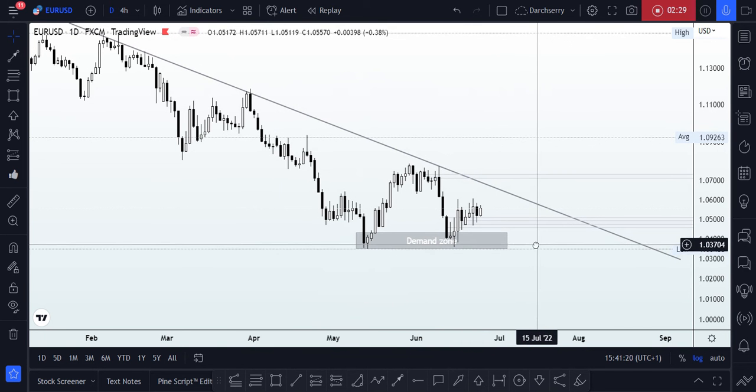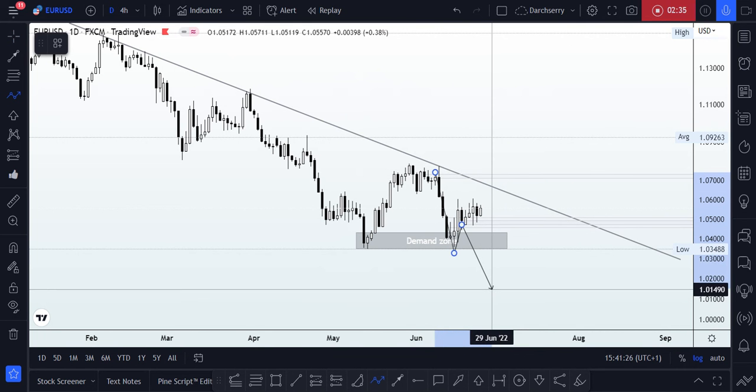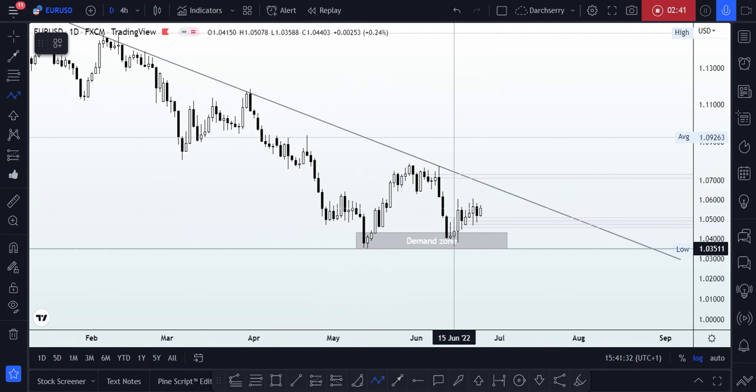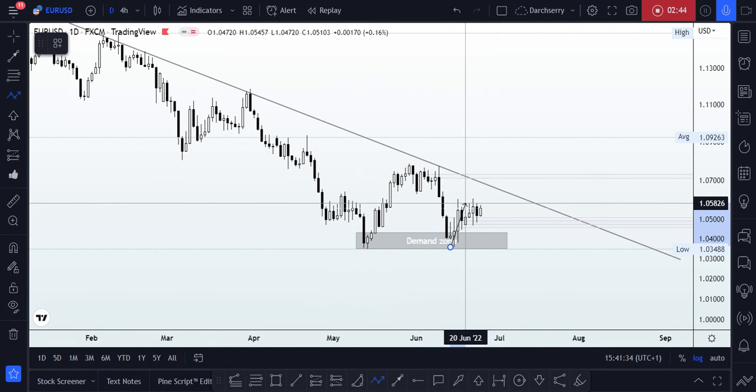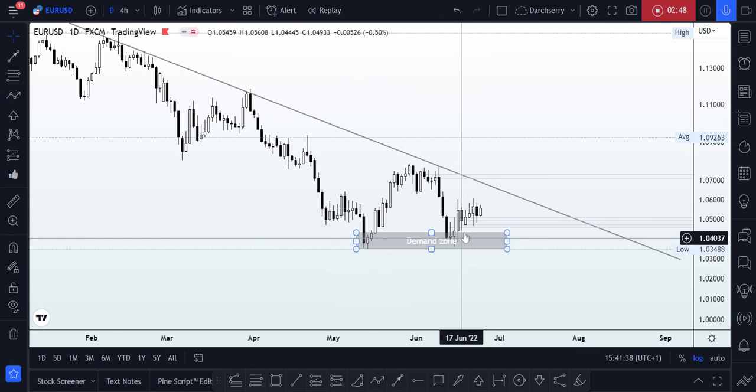So with a demand zone identified here, you can see that it has been very difficult for sellers to push price below this area. And if that happens, then definitely we want to be looking for a bearish momentum. But since that has not yet happened, as we continue to see price trending above that demand zone, definitely I want to be looking for a bullish momentum from this area in the market.